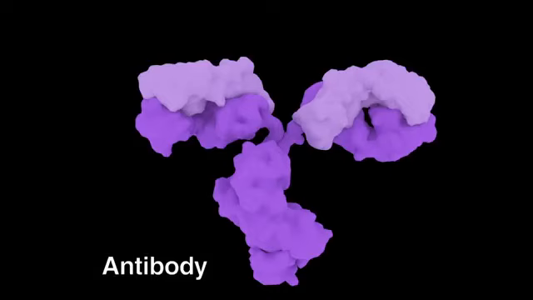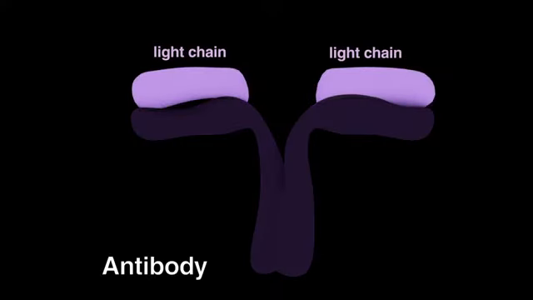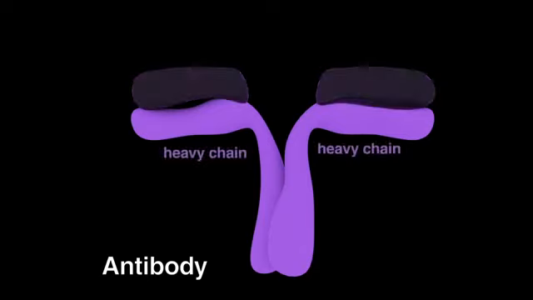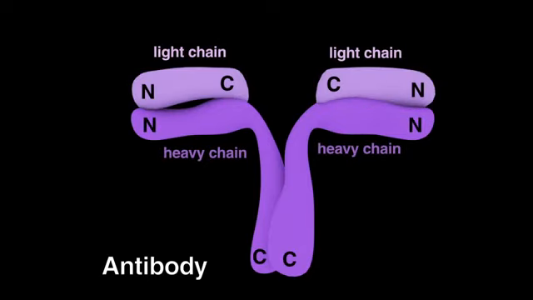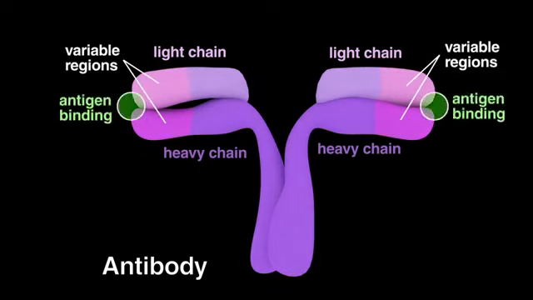Antibodies are Y-shaped proteins and are made up of 4 polypeptides or protein chains, 2 identical shorter chains called light chains, and 2 identical longer chains called heavy chains. The N-terminus of the 4 polypeptide chains varies significantly in sequence from one antibody to the next and are called variable regions. Variable regions are involved in antigen binding.